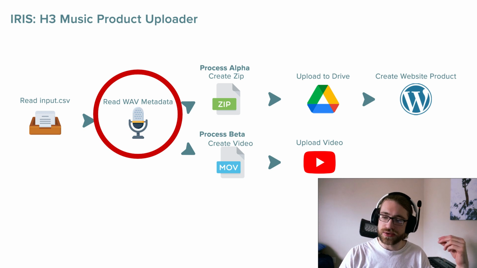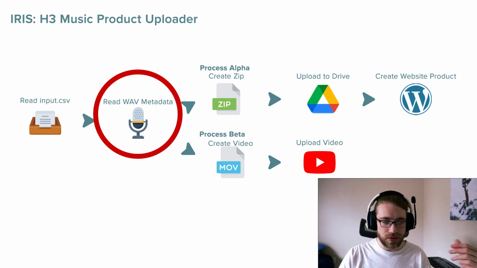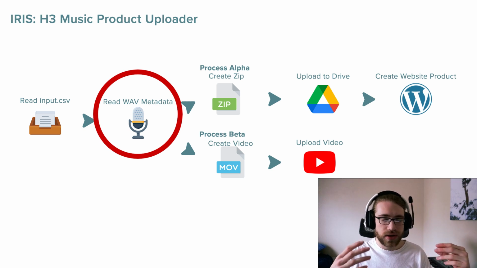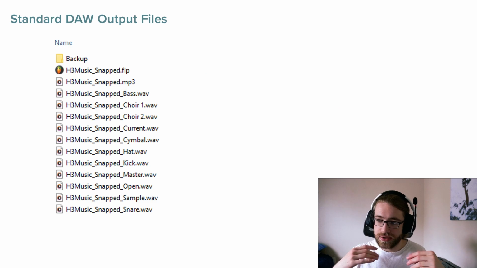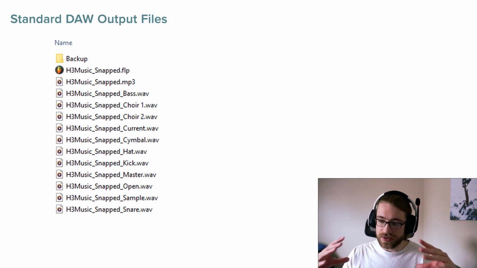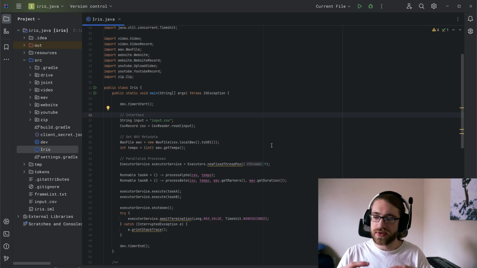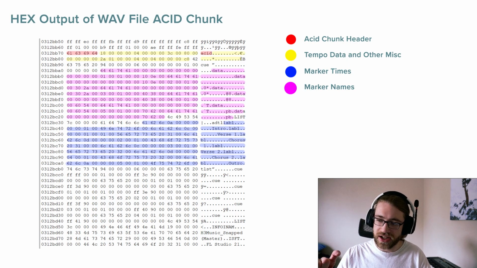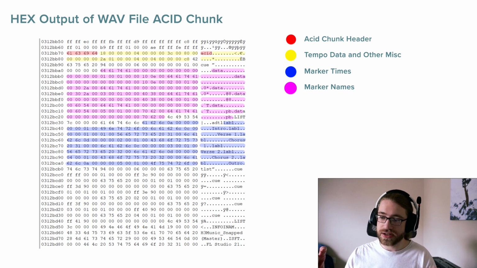The next step is to grab the metadata from the WAV file version of the instrumental being uploaded. When a beat or an instrumental is created at H3 Music, they export it as an MP3 file, a WAV, and then WAV trackouts, which are each individual instrument on its own track. The WAV files from a DAW, a digital audio workstation, are exported with an additional chunk at the bottom of them called an ACID chunk.